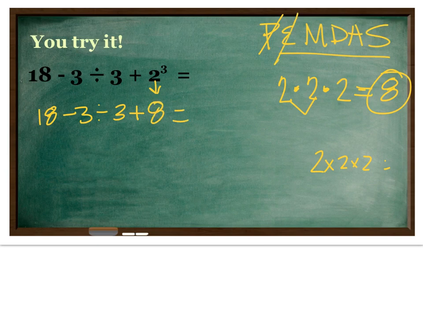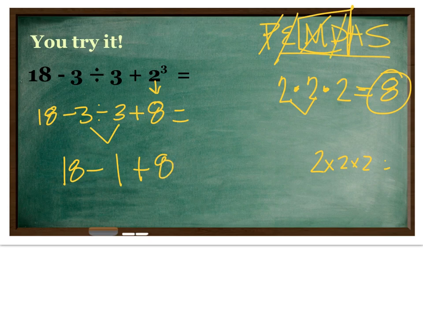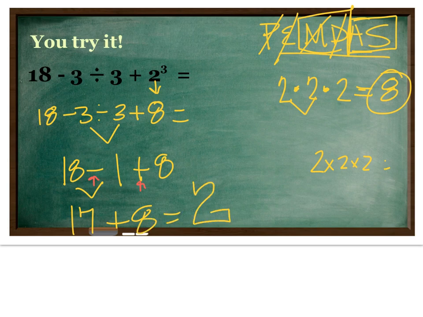Okay, so we've done the exponent, so now we have to multiply or divide. I don't have any multiplication, but I do have division, so I'm going to divide. 18 minus 3 divided by 3 is 1 plus 8. All right, so now I have to add or subtract. Well, this time my subtraction comes before the addition, and remember we're supposed to work left to right, so I'm going to subtract first, and I get 17 plus 8, and again my answer is 25.